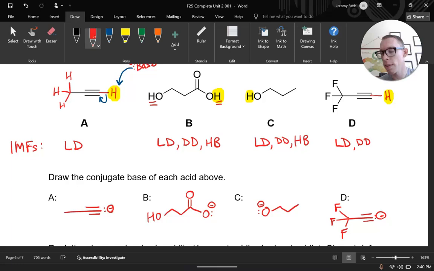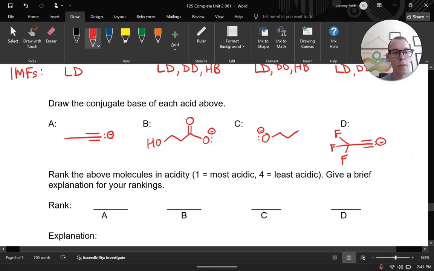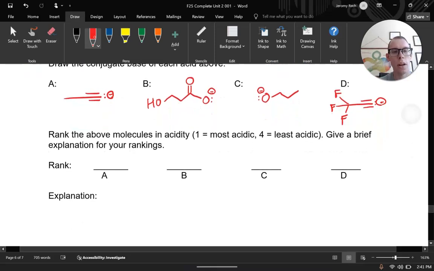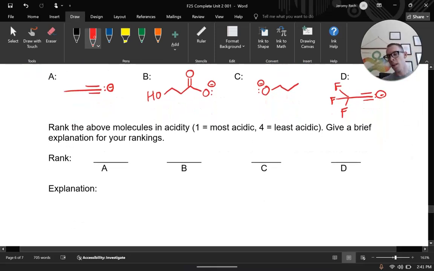Now, when we're thinking about the relative strengths of these, we are going to be using these to compare and contrast the rules that we talked about in our last video, thinking about things like resonance and inductive effect in order to rank them in terms of stability. So for each of these, let's start our general ranking, and we're going to rank these from most acidic to least acidic.